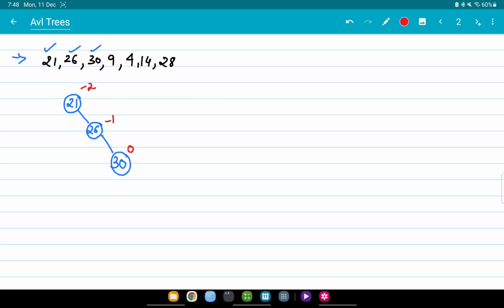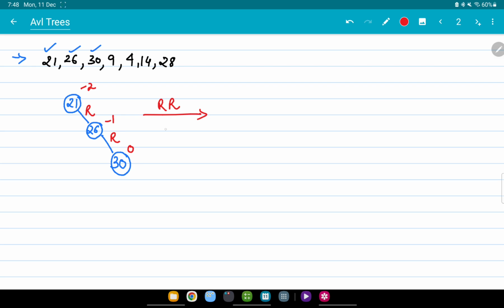Now you can see here we got a -2 in our balance factor, which means the time has come to balance this tree. So how to balance it? First we need to check which type of rotation we have to perform. If you can see here, things are going onto the right side. First on the right side of 21 we have 26. Then again on the right side of 26 we have 30. So there are two R's over here. That means we have to perform RR rotation.